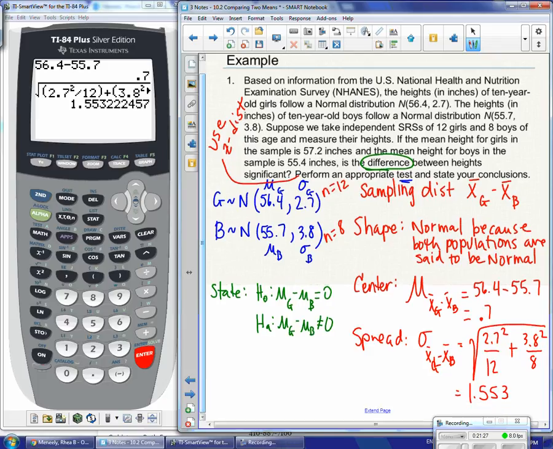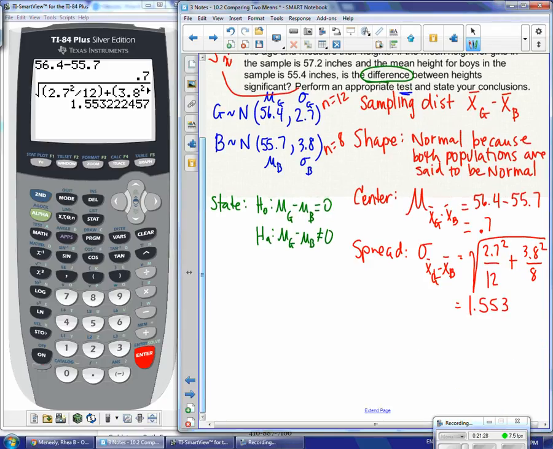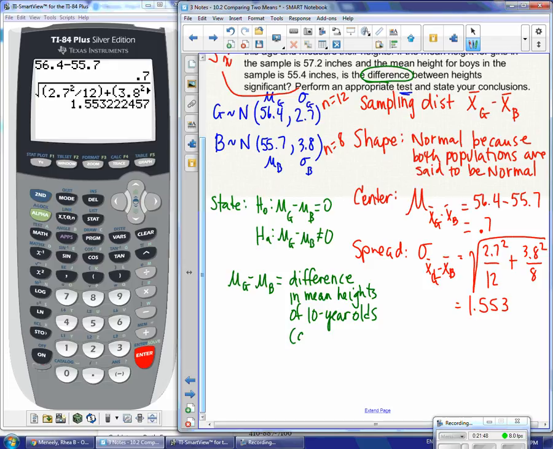I need to define my parameters. So I'm going to say that the mean of the girls minus the mean of the boys is the difference in mean heights of 10-year-olds. And I'm specifically doing girls minus boys. Okay, so that's my state.